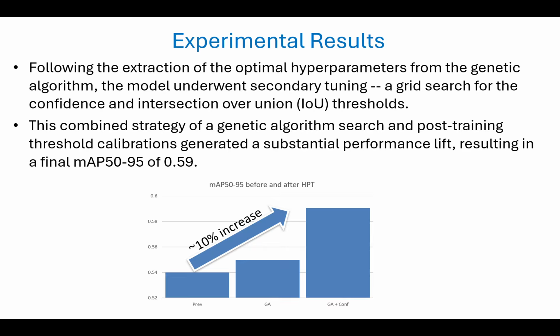Here are the results. The original baseline achieved an mAP 50-95 of 0.54. After applying the genetic algorithm for the training time hyperparameters, the performance increased to 0.55. And finally, after incorporating the grid search for testing time parameters, the score was raised to a value of 0.5906, which is approximately a 10% improvement.